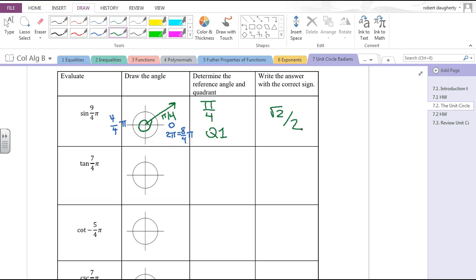Tangent of 7/4 pi. I'll do the same thing. The first thing is to find that angle. So this is 0, and then at 180 degrees, that is pi. Since I'm talking about fourths, it will be helpful to think of this as 4 over 4 pi, and then 1 revolution, which is 2 pi. I can also think of that as 8/4 pi.